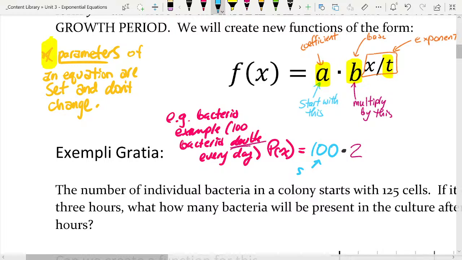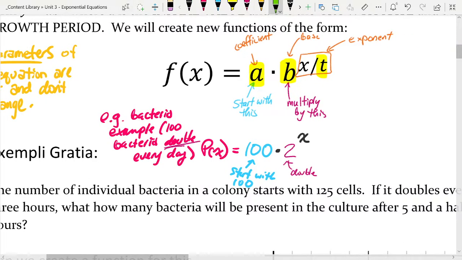So, we start with 100 bacteria, and we double, and then what does the thing say? Well, it says double every day, right? So x would mean just do this over and over again, right? But then there's this last thing. What does the divide by t of it mean? So the x of it means that we're going to double by this over and over again. We'll take 100 and multiply it by 2, and we're just going to do that over and over again.